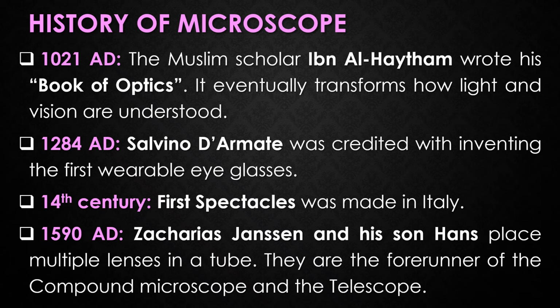In the year 1284 AD, Salvino D'Armate was credited with inventing the first wearable eyeglasses. And during the 14th century, the first spectacles were made in Italy. And in 1519 AD, two Dutch spectacle makers, the father and son team Zacharias Janssen and his son Hans, placed multiple lenses in a tube, and they observed that objects viewed in front of the tube appeared greatly enlarged. They are the forerunners of the compound microscope and the telescope.